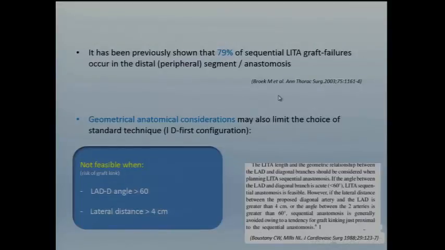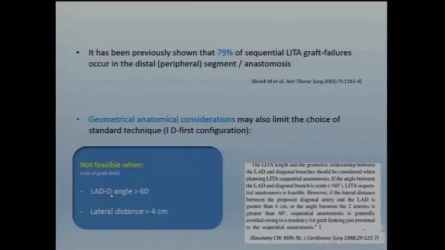Now, previous works that analyzed the standard technique, the standard sequential LITA grafting, have shown that basically 80% of the problems occur in what is defined as the peripheral segment. That means the segment after the LAD anastomosis itself. And this is a work in the Annals of Thoracic Surgery from 2003. This also restricts us from using the standard technique, because we have to take into consideration geometrical and anatomical issues, and usually this technique is not feasible, at least the way it's been described in the literature.